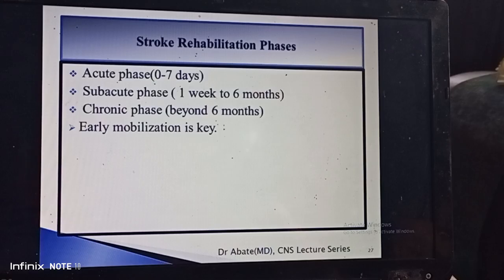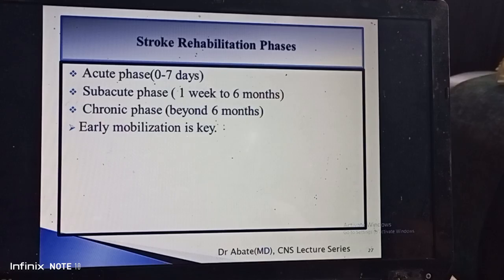Especially, you have to start physiotherapy in the hospital. You have to advise the attendants well. You have to show the attendants how to do the physiotherapy and how to do the ambulation. That's very important in the first acute phase. Subacute phase is 1 week up to 6 months, and the chronic phase is beyond 6 months.